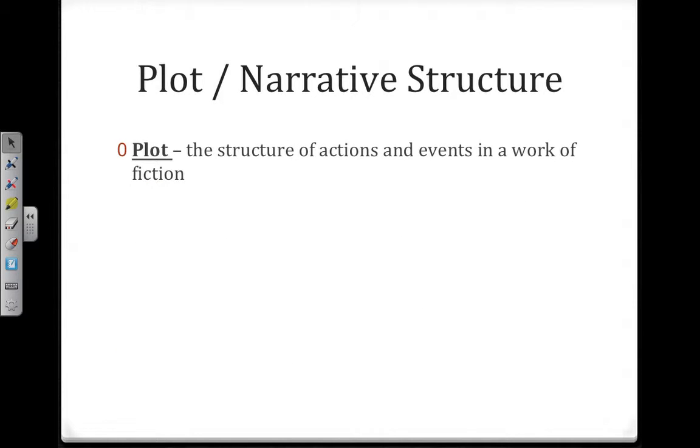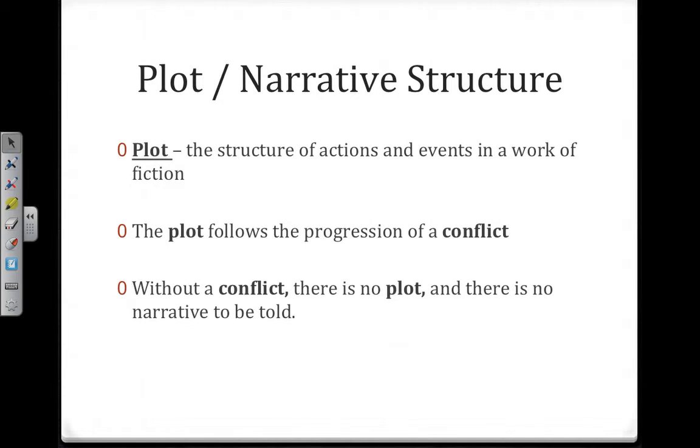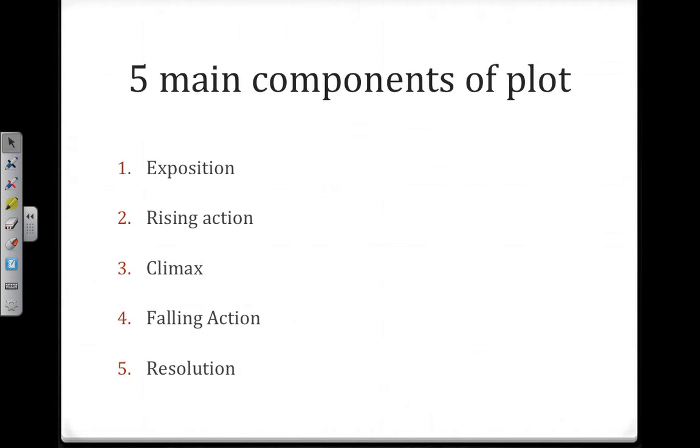So plot, also called narrative structure, is the structure of the actions and events in a work, particularly in a work of fiction. The plot follows the progression of a conflict. So in each section of the plot, something different is occurring in terms of the conflict of the story. And without that conflict, there is no plot. There is no story to be told unless there is a conflict. So the 5 main components of plot are the exposition, rising action, climax, falling action, and then the resolution. And these are the 5 parts that you have to pull from when you summarize a story.